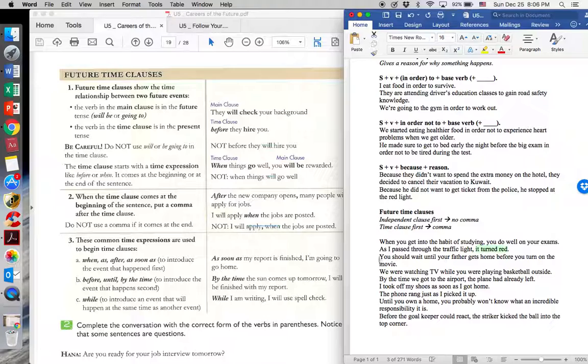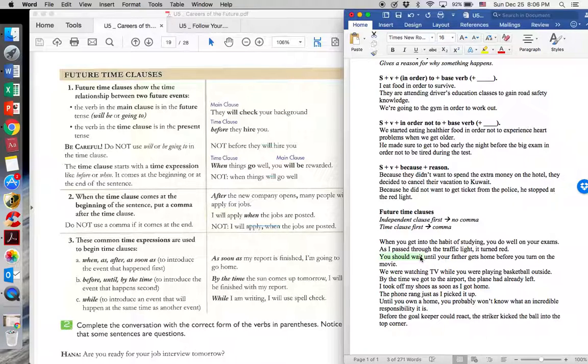Next example, we have the independent clause coming first. You should wait until your father gets home. There's our independent clause. We have you, the subject, and then should wait as our modal verb, until your father gets home. Or actually, we have a double time clause here, sorry.